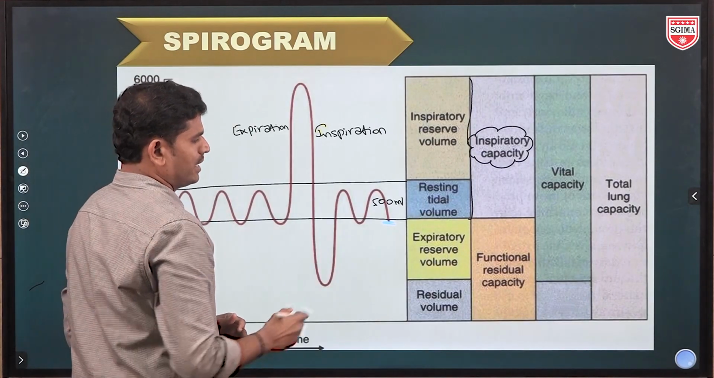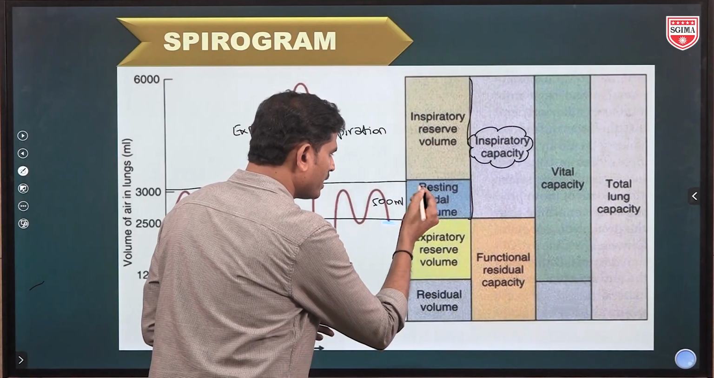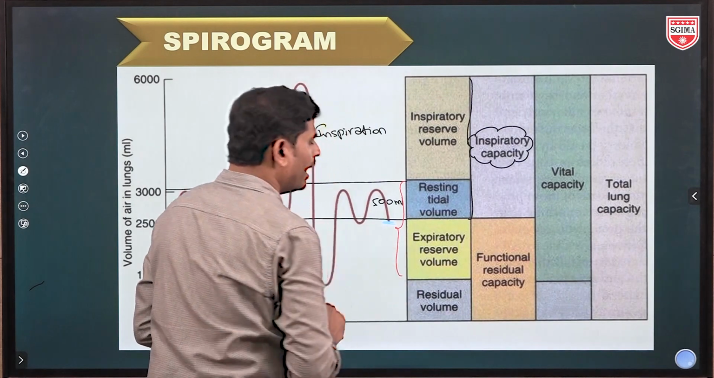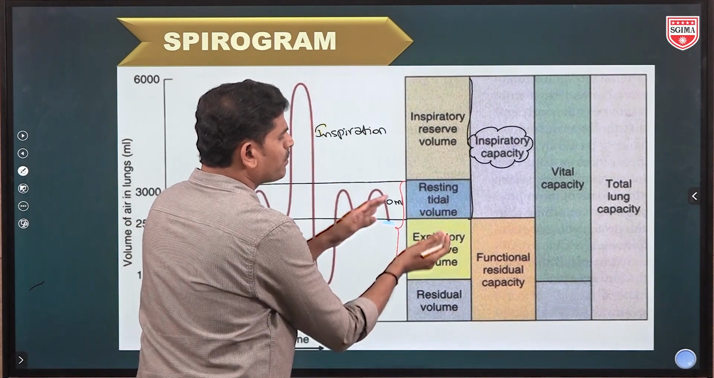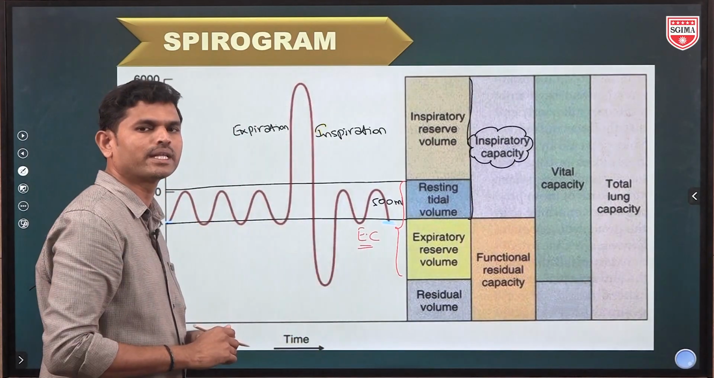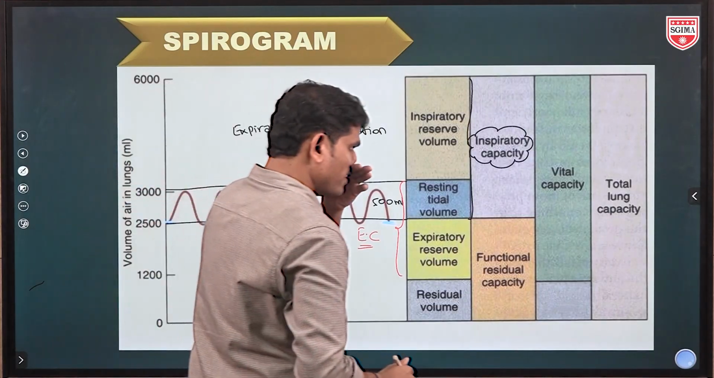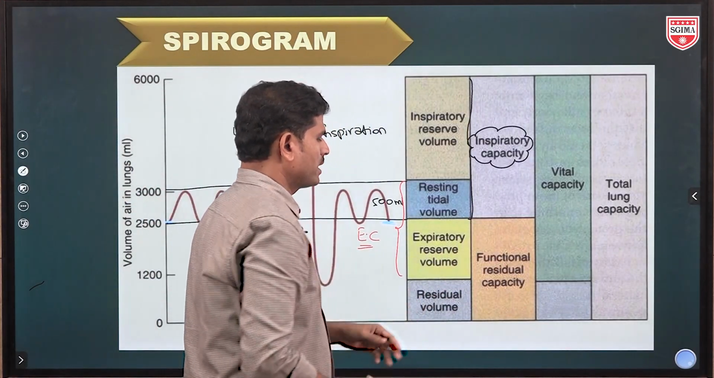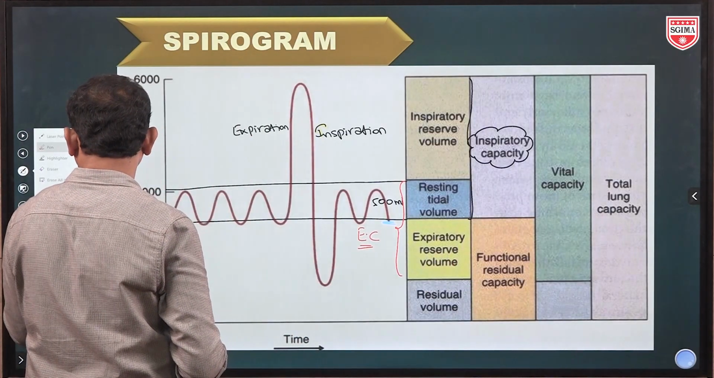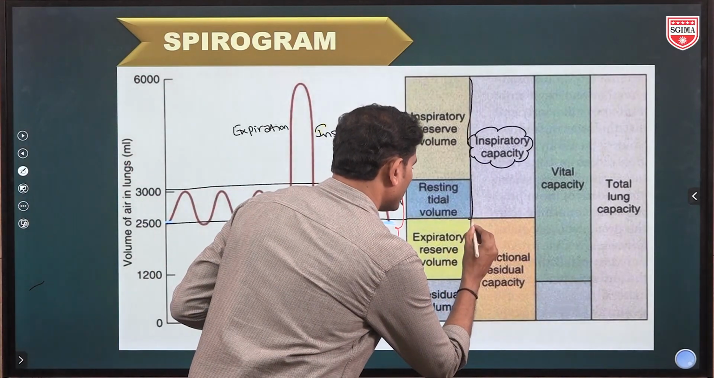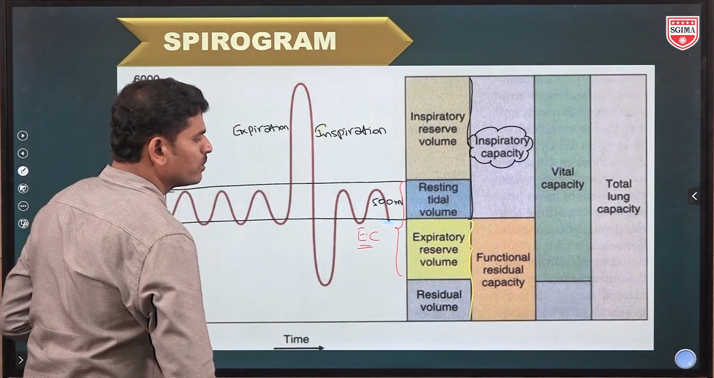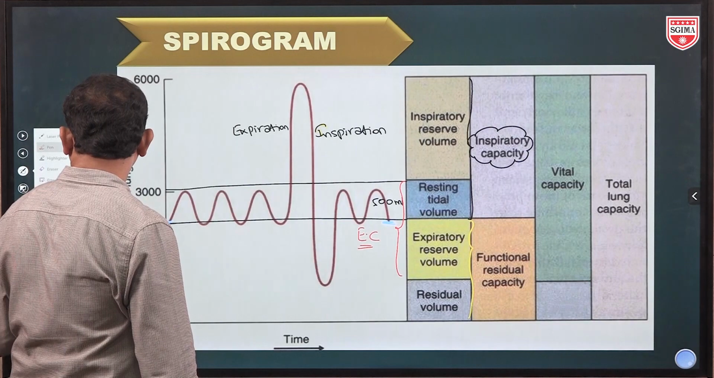After IC comes EC. It is not clearly mentioned here, but we can see it. This is tidal volume and this is expiratory reserve volume. The sum of these two gives rise to EC, expiratory capacity. Next is functional residual capacity, the sum of expiratory reserve volume and residual volume.